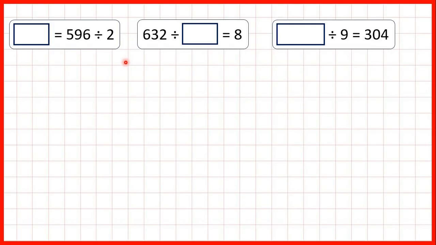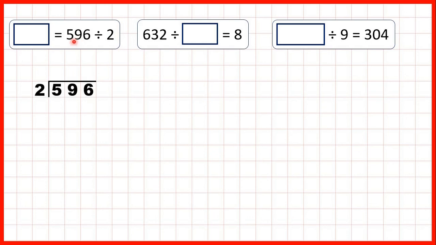Now we have some missing number division problems. But this first question isn't really a missing number problem at all, because all we have on this side of the equal sign is an answer box, and it doesn't matter whether the equal sign comes at the start of the calculation, like it does here, or at the end, like it usually does. We do the same thing.